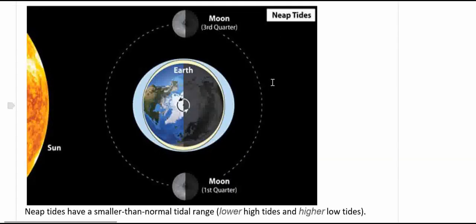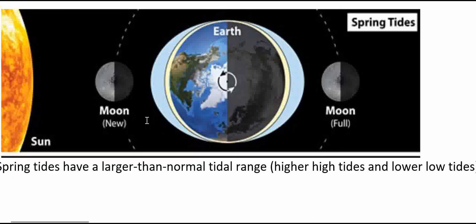We also have neap tides where the sun, the moon, and the earth are at 90 degrees. Neap tide has a smaller than normal tidal range, lower high tides and higher low tides. So this is when it's only high tides, not extremely high, but lower high tides. This is an A question. So the moon will be in this position or this position, as long as it forms 90 degrees. For extremely high tide, the moon should be in here, this position, or you can draw it in here.